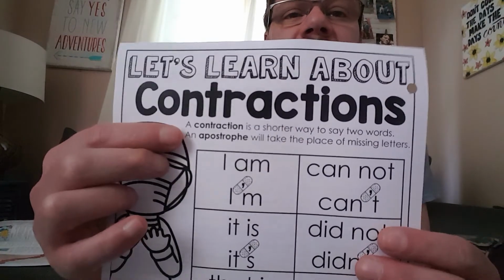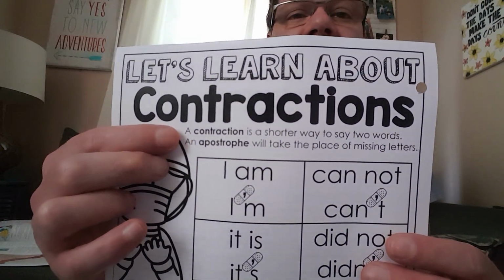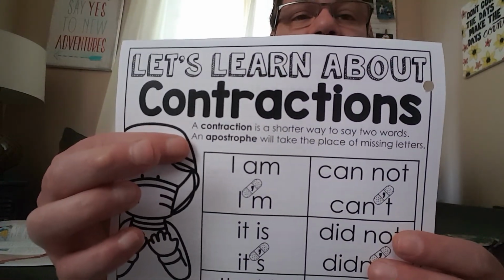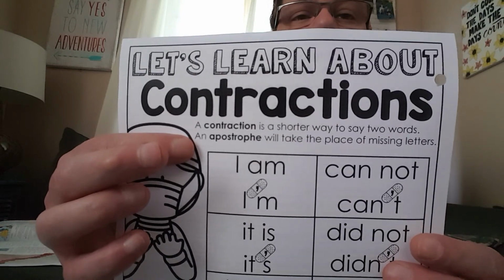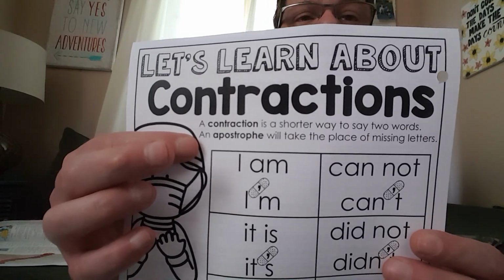So I hope that makes sense. I'm sending home a PDF so you can get some practice with those. Your parents can help you with those, but contractions are the shortening of something. And in this case, a contraction is a shorter way to say two words. Whatever letters we remove from one of those words, we replace it with an apostrophe.